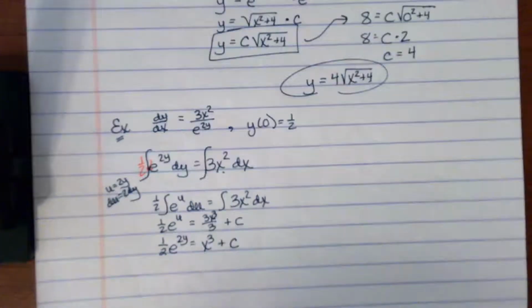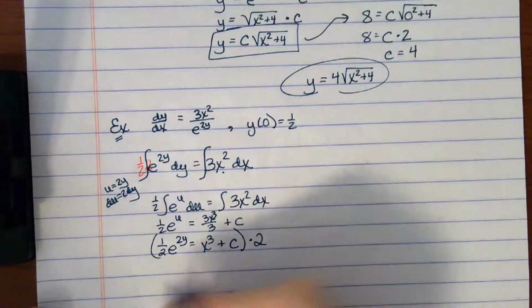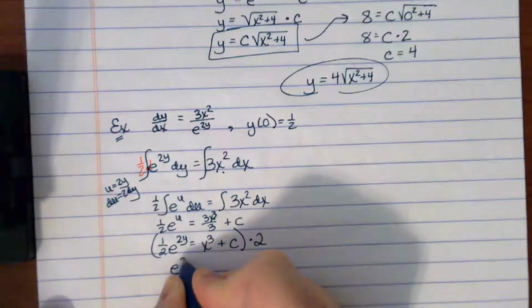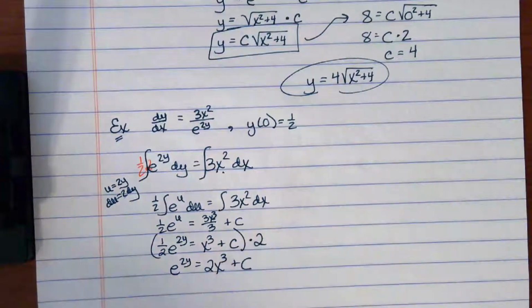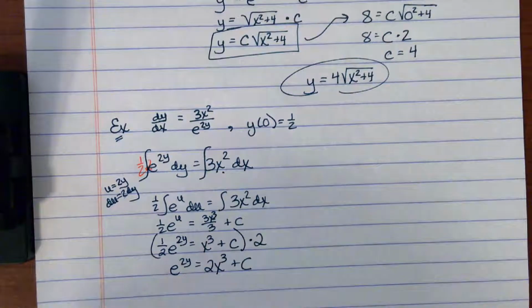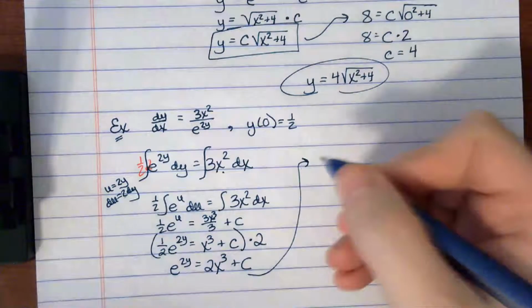I need to get rid of the 1/2. I'll do that by multiplying everything by 2. So e to the 2y equals 2x cubed plus a constant. How do you get rid of an e raised to the? What undoes e raised to the something? I hope you said the natural log. I'm going to take the natural log of both sides.